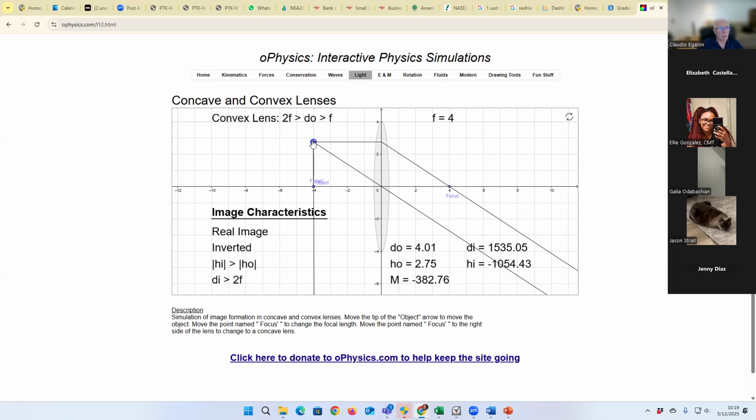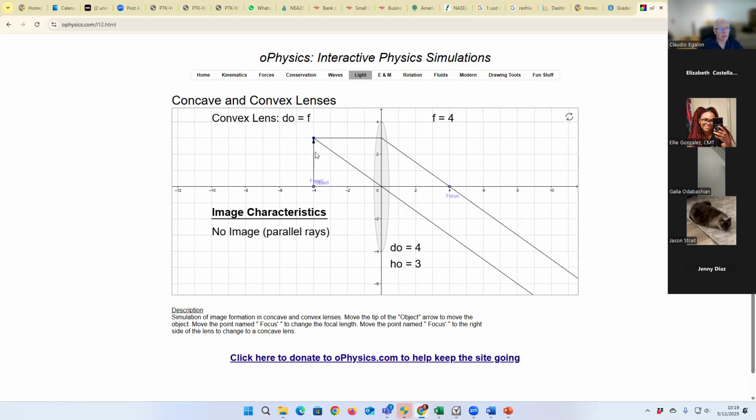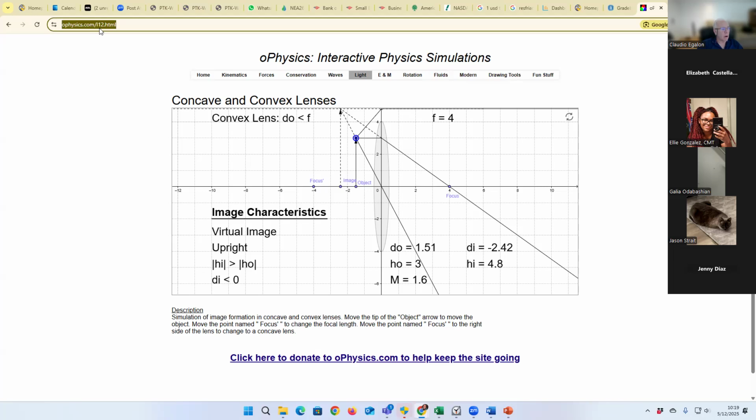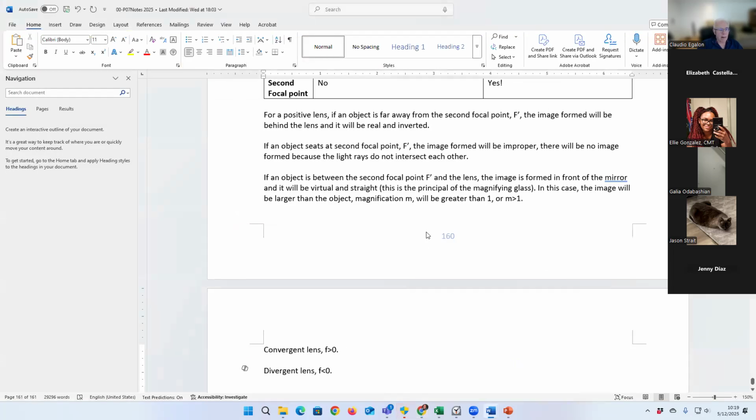And as we move the object past the focal point, the image formed is going to be virtual and larger. Okay, so let's copy this. Play with the simulation.